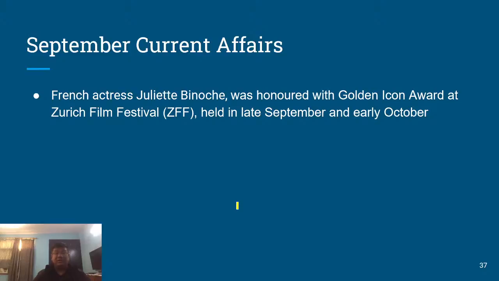It was brilliant. So I've seen a couple of other movies as well of hers. Can't remember really, but again, she's been an iconic actress. So she was honored with the Golden Icon Award at the ZFF or the Zurich Film Festival, which is held every year towards the end of September and early October. At least this year, that was when it was held. She's a French actress.